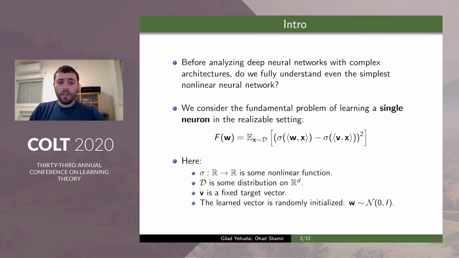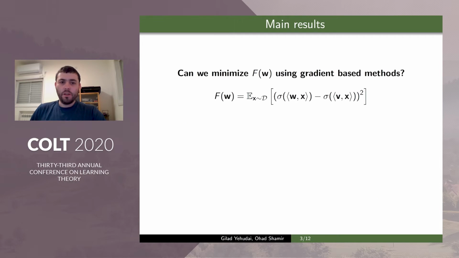This boils down to minimizing the following function f of w, where sigma is the activation function, some nonlinear function from R to R, D is some distribution over vectors in R^d, v is a fixed target vector, and the learned vector w is randomly initialized at the beginning. In our case, we initialize it from a standard Gaussian distribution. So the question we ask ourselves is, can we minimize this f of w using gradient-based methods?